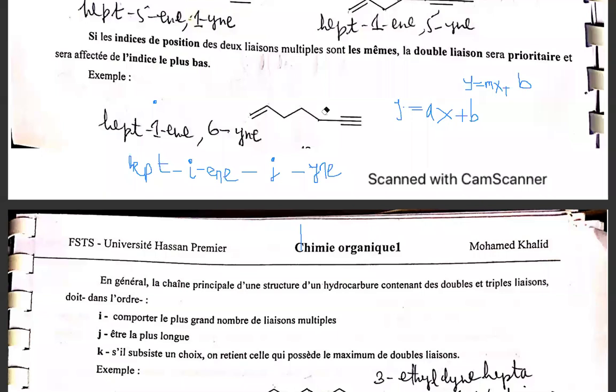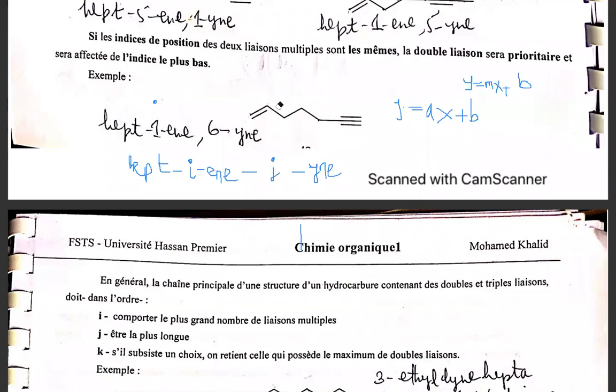Is it position 6? Sorry, you said position 1. Position 1 is not correct because, as we said, in the preference table the double liaison will come first. That is why we have position number 6, because the double liaison in the preference table has the highest priority as compared to the triple liaison.